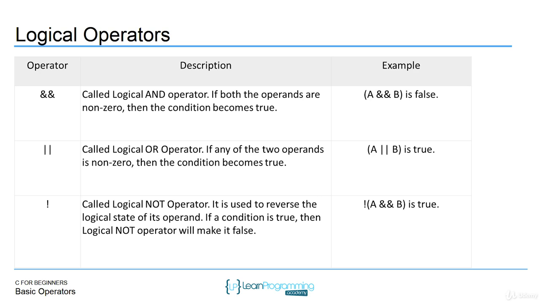The ampersand is called a logical AND operator. It's an infix operator that takes two operands, one on the left, one on the right. Basically, if each operand is non-zero, then the condition becomes true. Non-zero means 1, which means true. So if A is true and B is true, then the answer would be true. If A is false and B is true, the answer is false. If A is false and B is false, the answer is true.